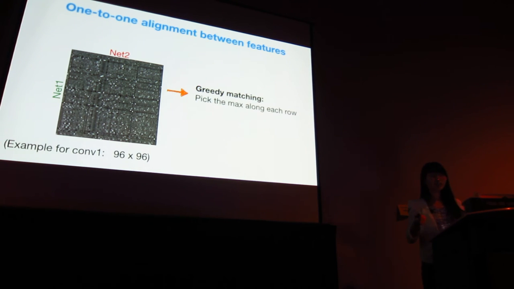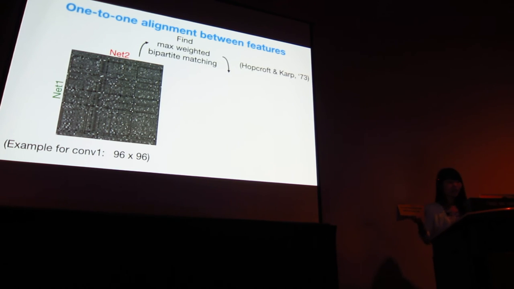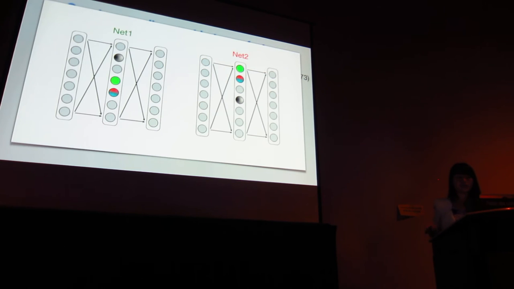Here, what we've done is to look at each row in this matrix and pick the max entry. This is done with replacement, so it can result in multiple units in net 1 being paired with the same unit in net 2. Alternatively, we could find the best matching without replacement, so that every unit in one network has a unique counterpart in the other network. We can do this by finding the max-weighted bipartite matching, and this matching allows us to take two networks with units that are not aligned and bring them to the best possible alignment.